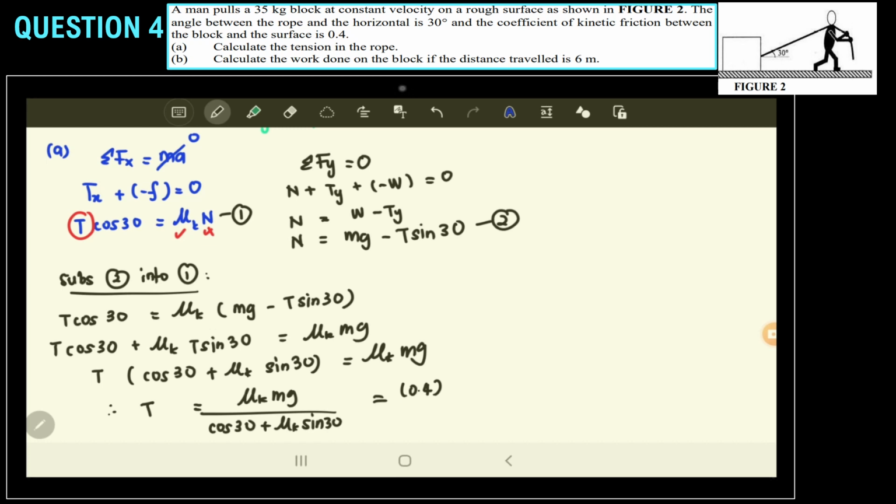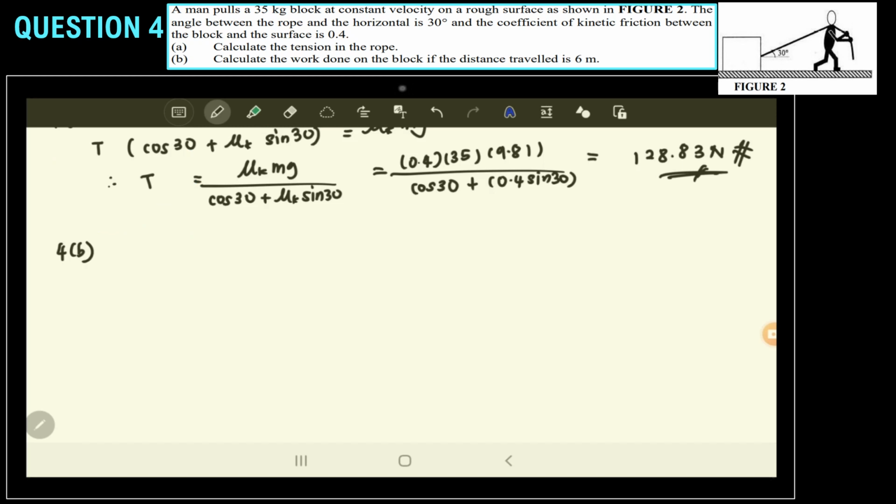Okay, so m is 35 degree. 9.81 over cos 30 plus 0.4 sine 30. Okay, so use your calculator to find T, and finally T is equal to 128.83 Newton. Okay, settle question number 4A.